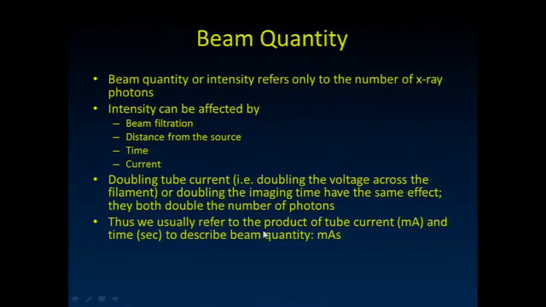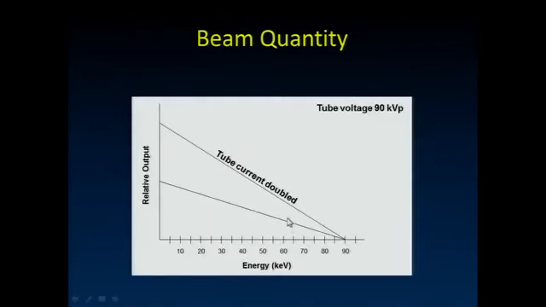And so we usually say that that product, the current times the time, the milliamp seconds, is the important quantity. Certainly, if you want to image something that's moving, you'd like to get that time small and maybe bump that current up, right? Because they're not quite equivalent in living humans who may be moving, right? Time may induce some blur. So here's that beam quantity. Tube current is doubled, right? And notice the output at every energy is doubled as well.